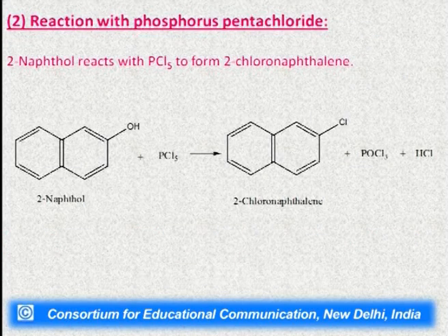Then comes the reaction with phosphorus pentachloride. 2-naphthol also reacts with phosphorus pentachloride to form 2-chloronaphthalene. Here the substitution of chlorine will take place at the 2 position, since the hydroxy group in the naphthalene is present at the 2 position, so it will be substituted at the 2 position only, and we will get here 2-chloronaphthalene.